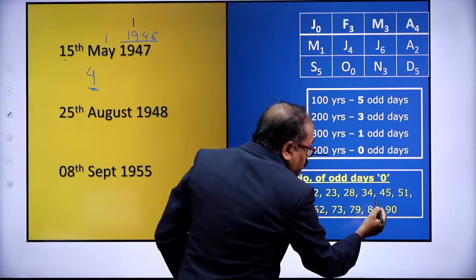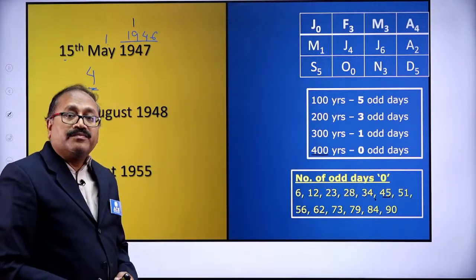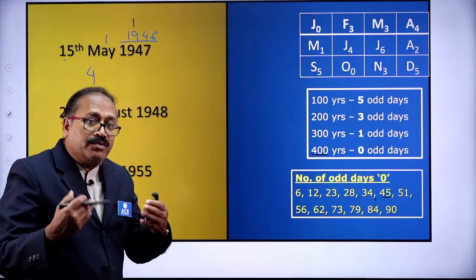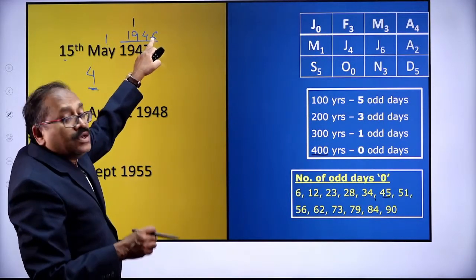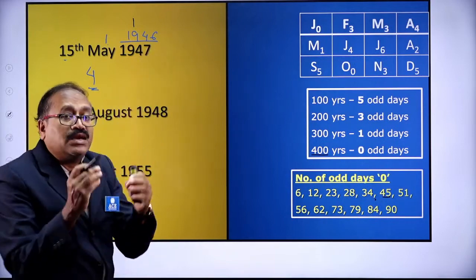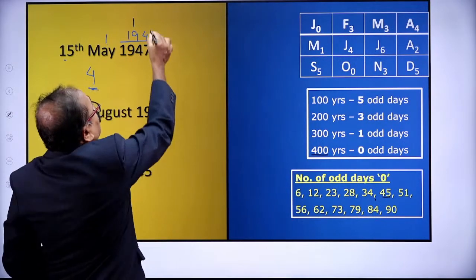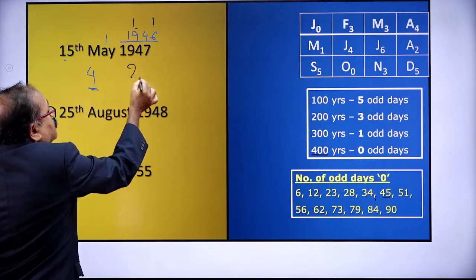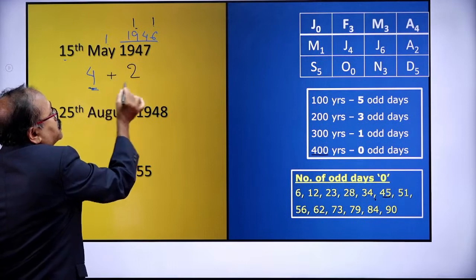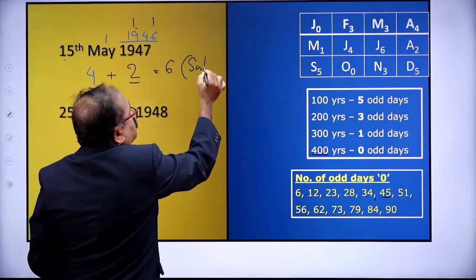Can you see that 45 years, 0 odd day? So if you remember that part, then you know 45 years have 0 odd day, then 46 years, 1 more year, 1 more odd day. So the total odd days will be 1 plus 1, 2 odd days here. So the total number of odd days is 4 plus 2, which is 6, and 6 is Saturday.